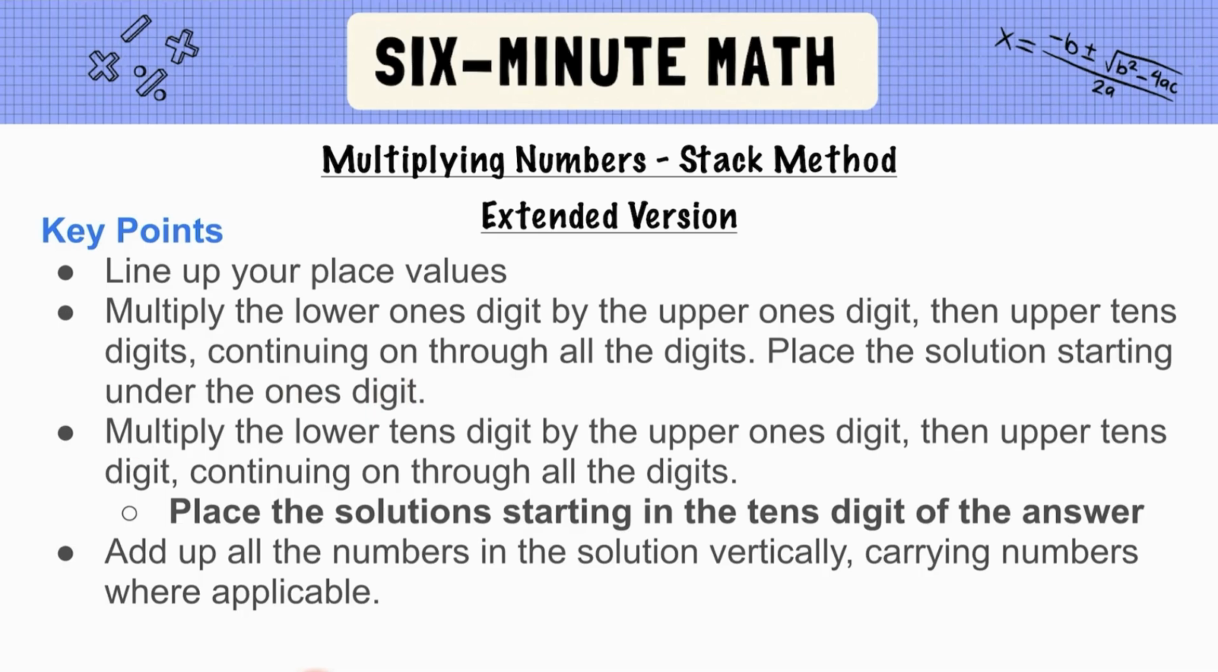Our next step is we are going to multiply the lower tens digit by the upper ones digit, the upper tens digit, and we're going to continue through all the digits again. The key point to remember here is that we're going to place the solution for that lower tens digit starting under the tens digit in the answer. At the end, we're going to add up all of our numbers in our solution vertically, and we're going to carry those numbers where applicable.